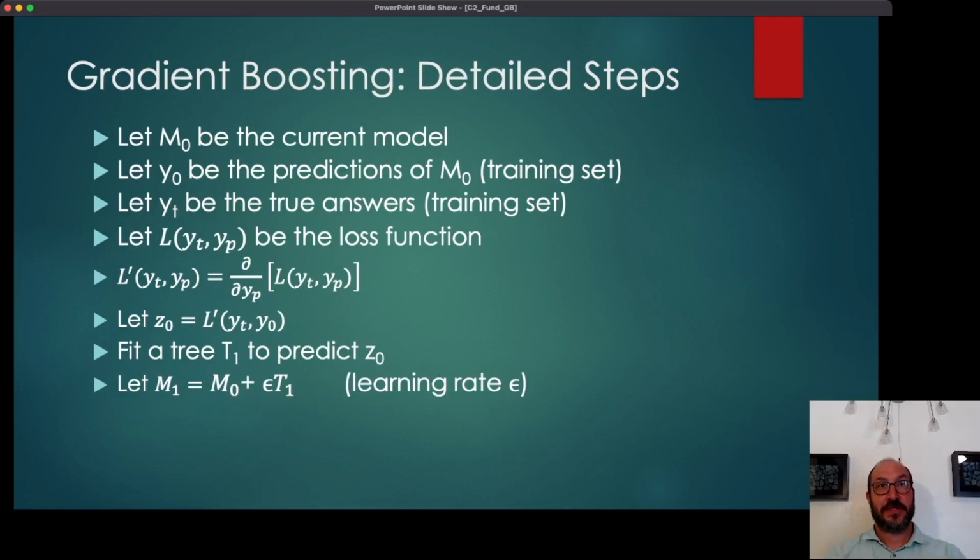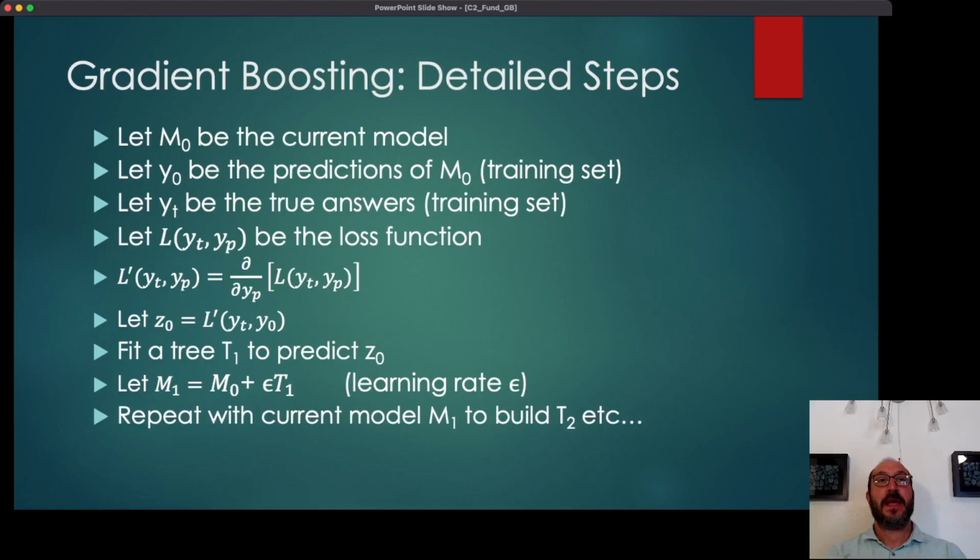And after we fit this tree, we let M1, our next model, be the previous model plus epsilon times T1. So we've got this tree that does its best job to move us in a direction that decreases our loss on the training set. And we take a small step in the direction of that and create a new model, M1. And then we could repeat this. Now M1 is our current model. We go through all these steps again with M1 to build a new tree T2.